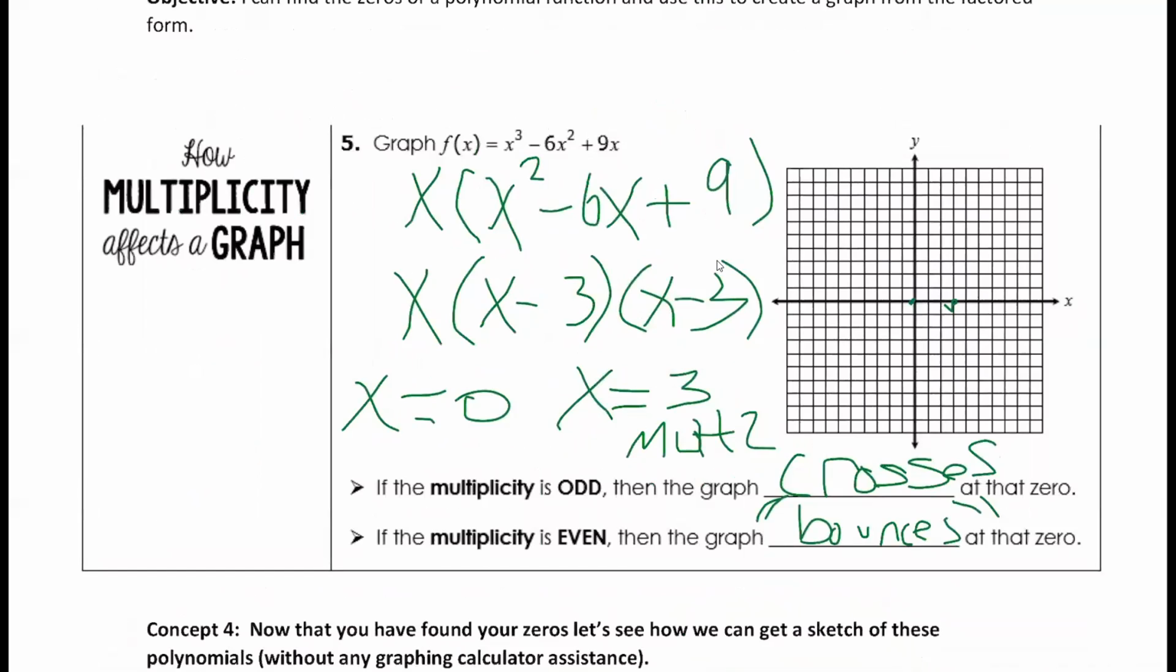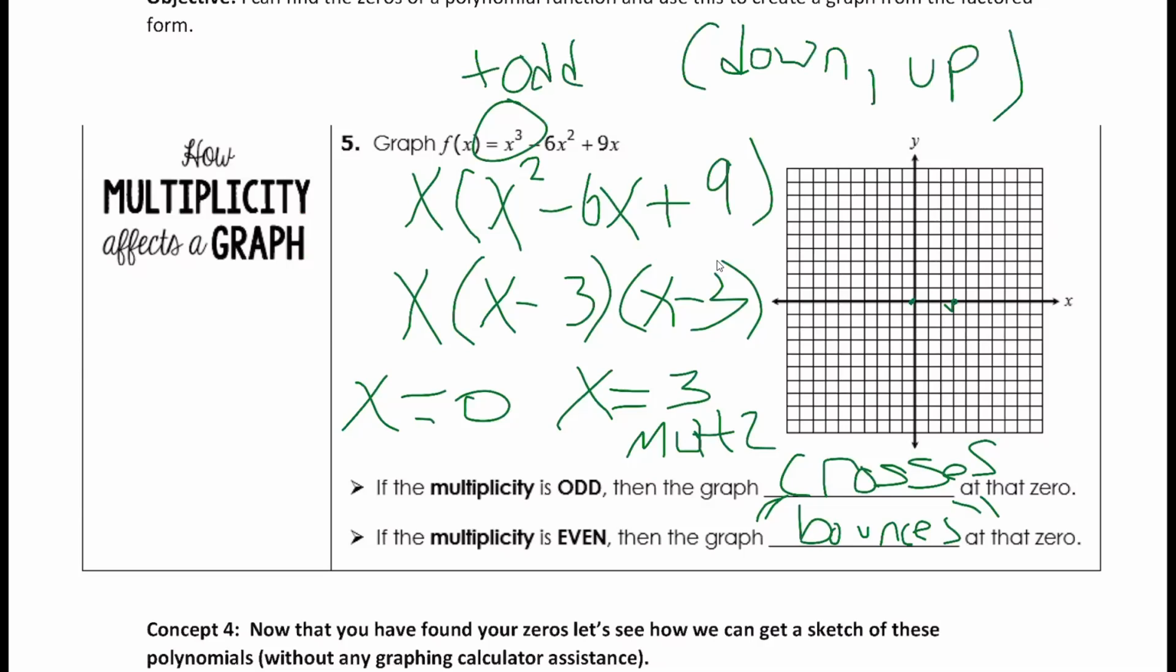One thing to think about: what's our end behavior of this graph going to be? Well, it's a positive odd function. You're going to want to learn these, but for a positive odd function, the end behavior is it's going to go down on the left side, and it's going to go up on the right side of this function.